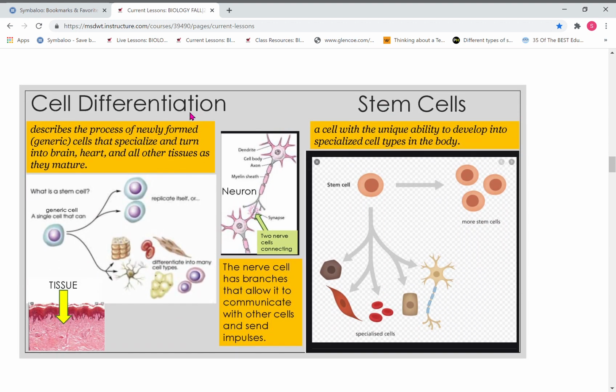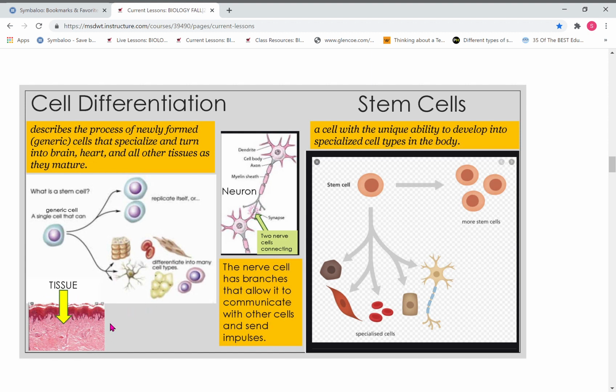Cell differentiation. So every cell is a generic cell when it's made in the cell cycle. Once it's out of the cell cycle, it can either continue to make more of the same type of cell, which would be a generic cell, or they can differentiate. They can become specialized. Specialized means they turn into a specific type of cell, like a nerve cell or a bone cell or a blood cell or tissues, or there's various different things in our body they can turn into.